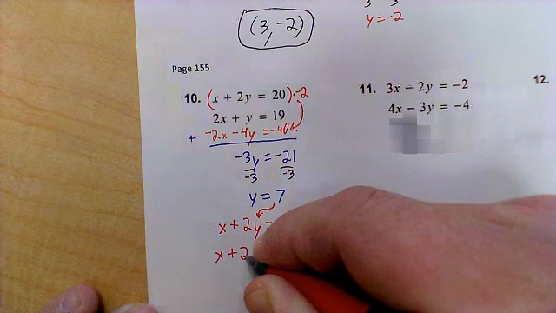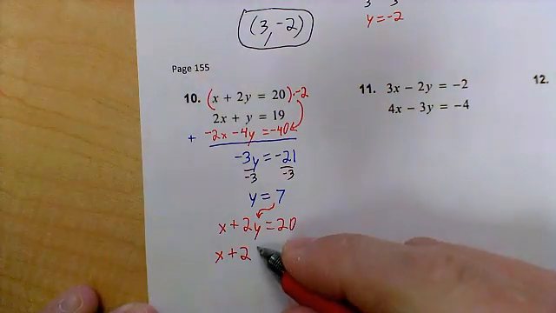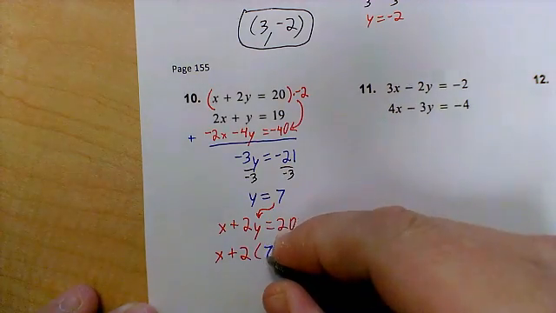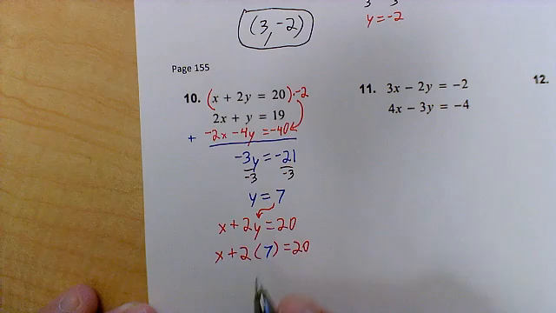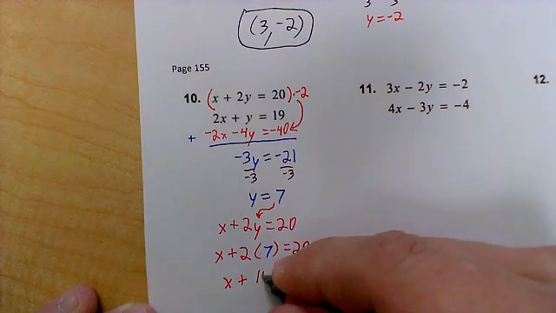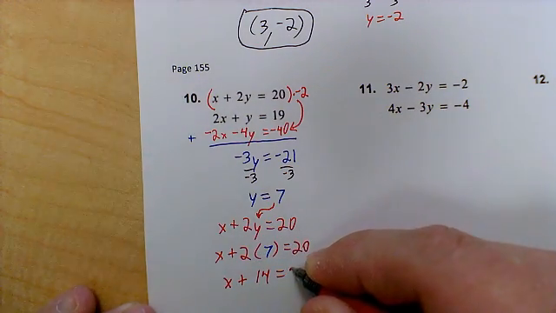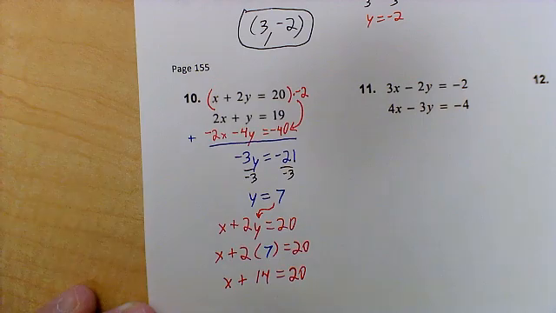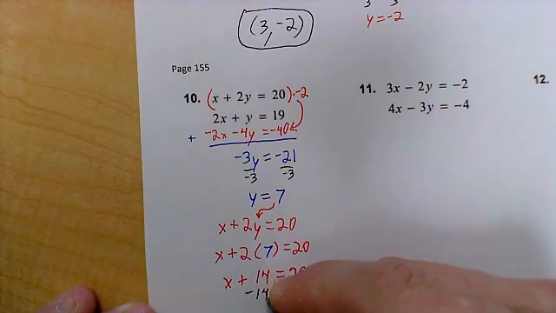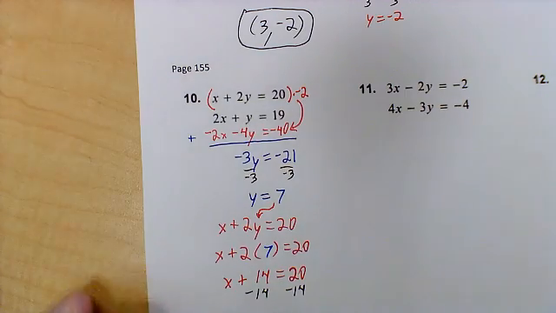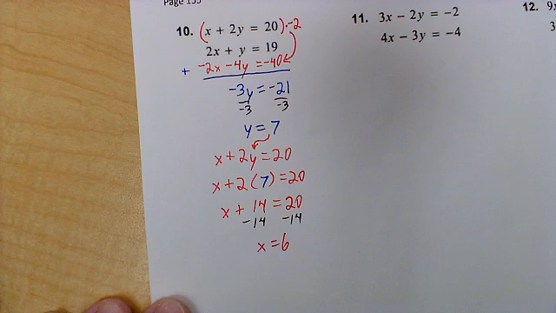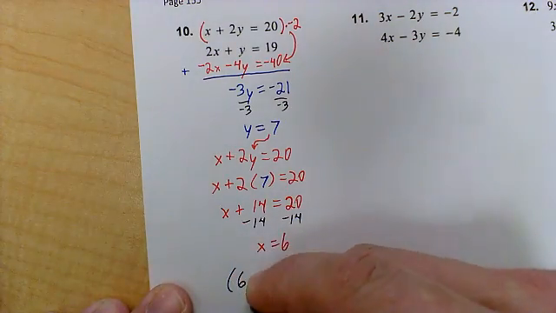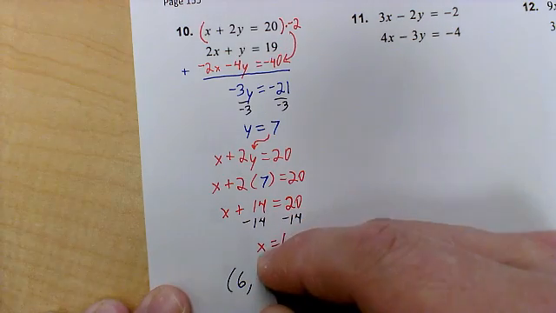So x plus 2 times 7 equals 20. 2 times 7 is 14. And subtract the 14 on both sides. I'll get x is equal to 6. So as my final solution here, I have the coordinate pair 6 for x, comma 7 for y.